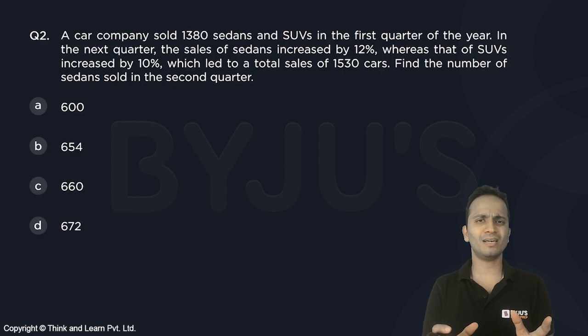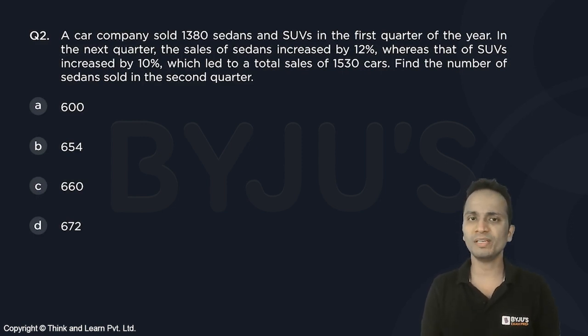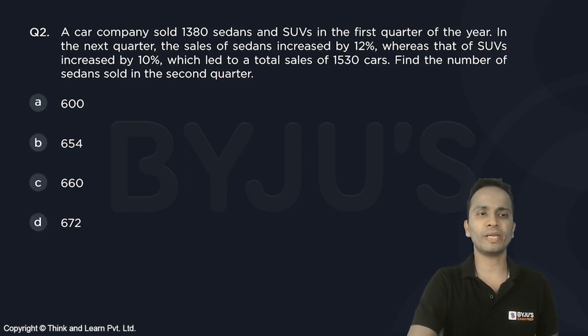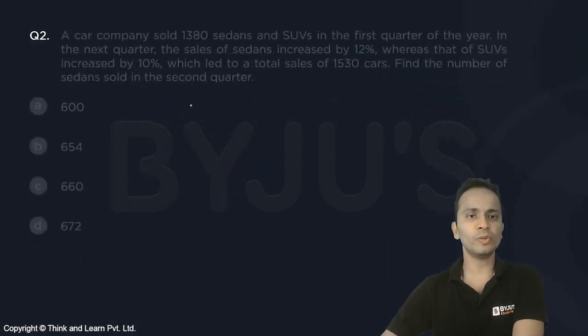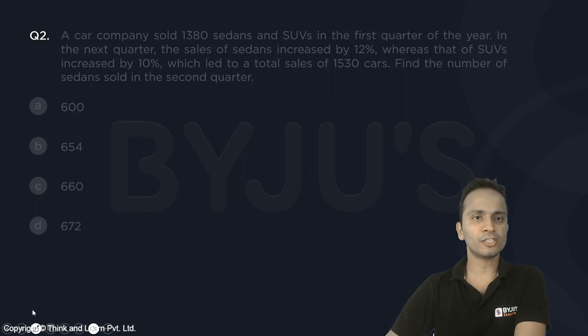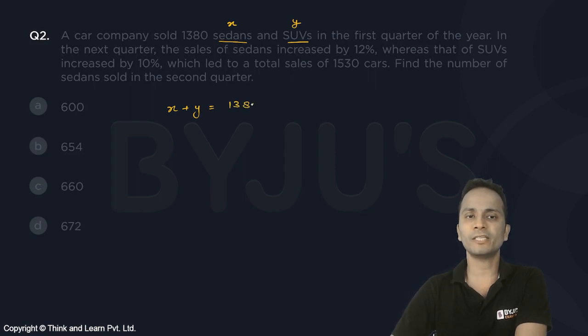So the basic way of doing this: just make two simple equations in two variables and solve them to get the answer. So let's quickly do it. I'll start by assuming the number of sedans as X and the number of SUVs as Y in the first quarter. So that will give me an equation: X plus Y is equal to 1380.